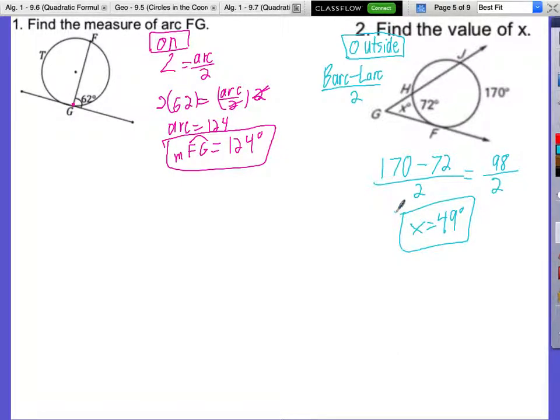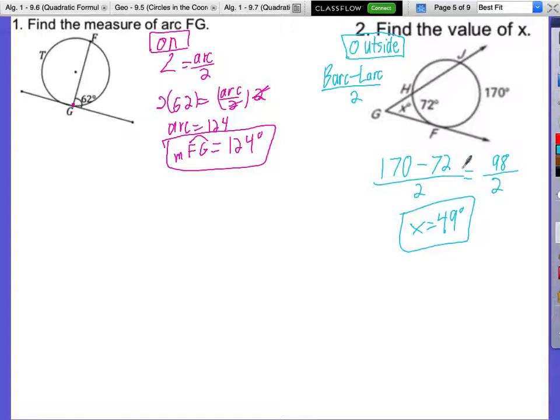Why are you so high? I love bark minus lark over 2. Okay, so we just say 170 minus 72 over 2. So we didn't set it equal necessarily. We set this up and then said, oh, we can solve that. So I feel like the inside of your brain is like a rainbow. For bark minus lark over 2, it is. I love bark minus lark over 2.